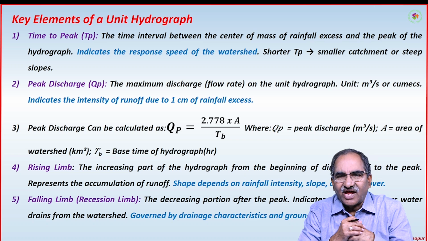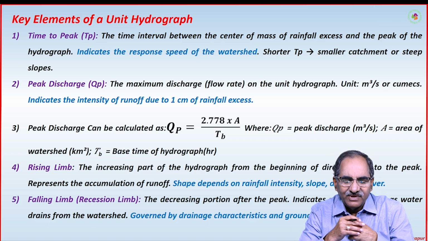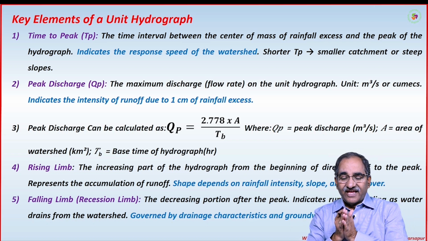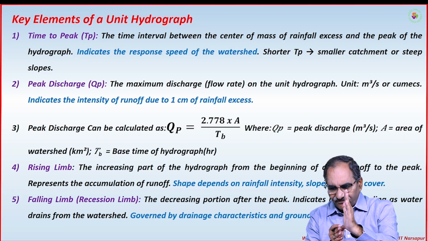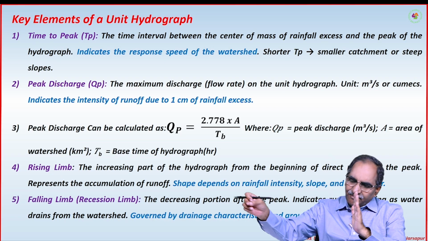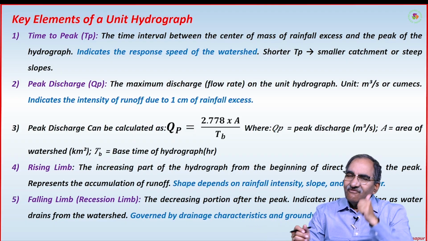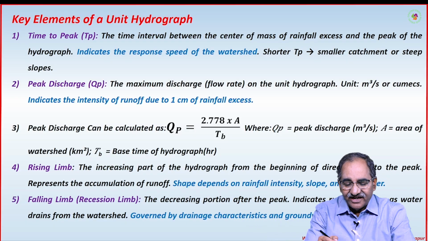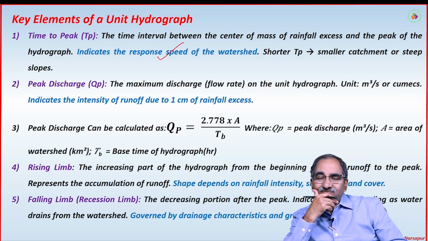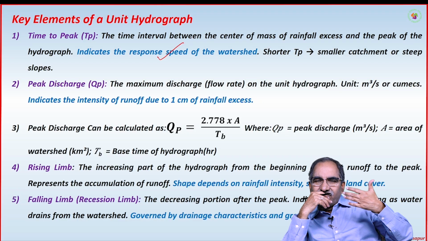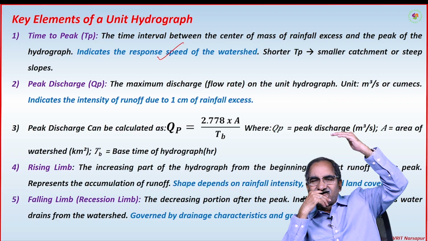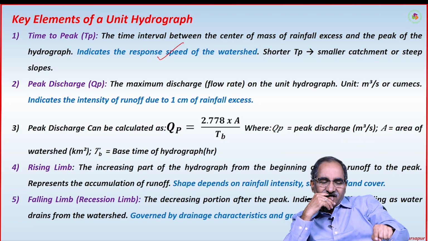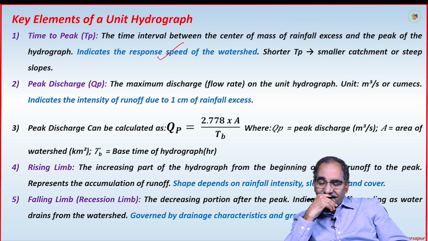The first one is time to peak. Time to peak is the time interval from the center of mass of the rainfall excess to the peak of the hydrograph. Why do you require that? It indicates the response speed of the watershed, how fast the runoff is reaching the peak. That is why the time to peak is very important.